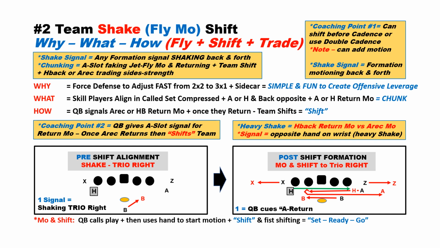You can see we're going to line up with the H-back opposite, be in the sidecar, and now we're in the tight stack. Once the quarterback signals to the A to start the fly motion, he'll take off, and once he gets past the center, he returns. Once he returns, that cues everybody else to shift into that final formation of trio right.